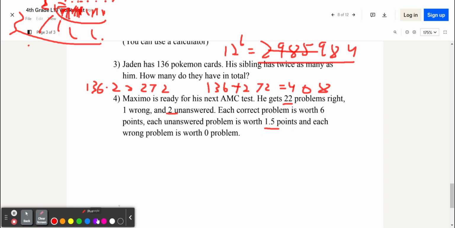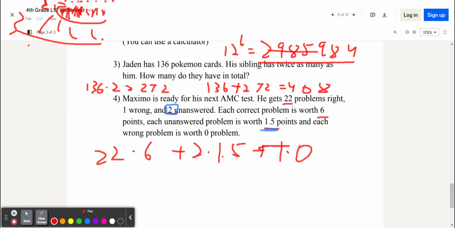First of all, don't get confused by the order. The 1.5 is with the 2 unanswered. It says right, wrong, unanswered, but here it says right, unanswered, wrong. So just don't get tripped up by that order. And then we'll solve. So he gets 22 right, and each of those is worth 6 points. So we multiply by 6. And then we add 2 unanswered times 1.5, and then plus 1 wrong times 0. But anything times 0 is just 0, so that gets erased.